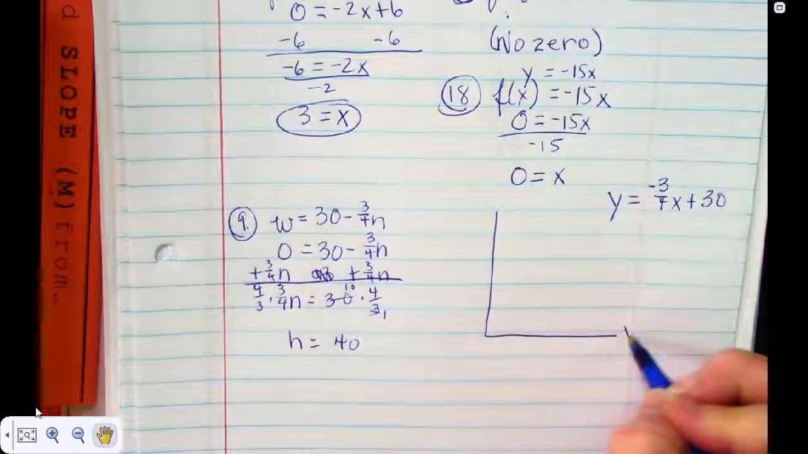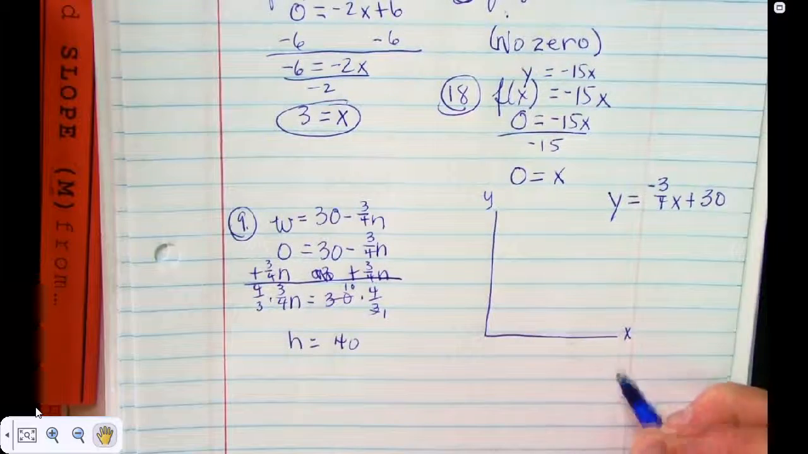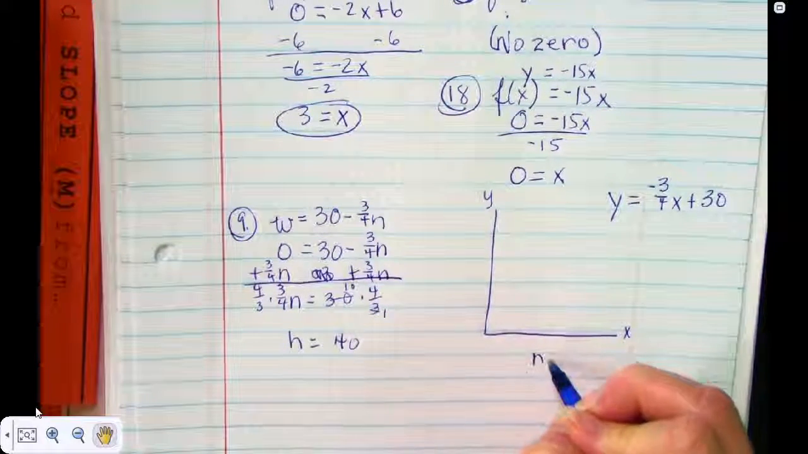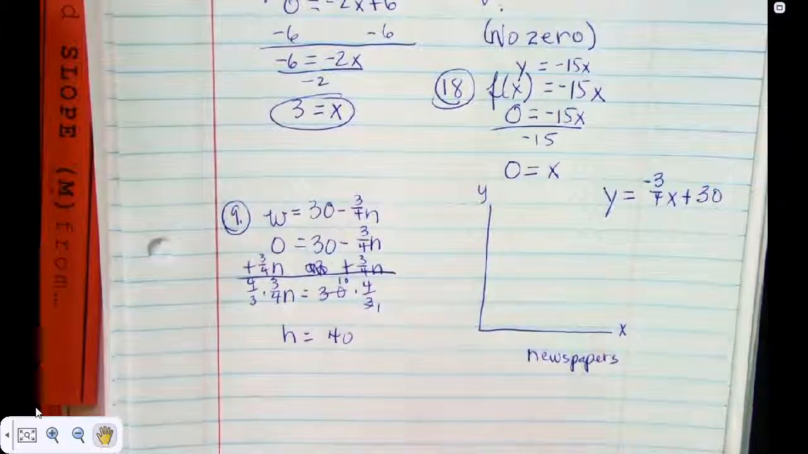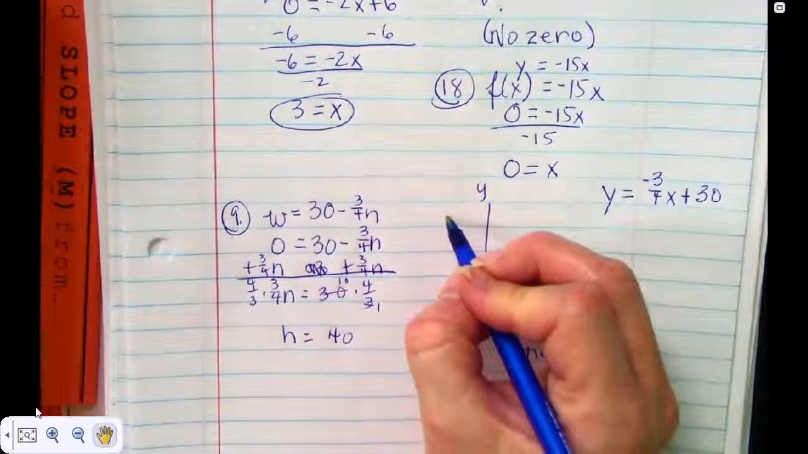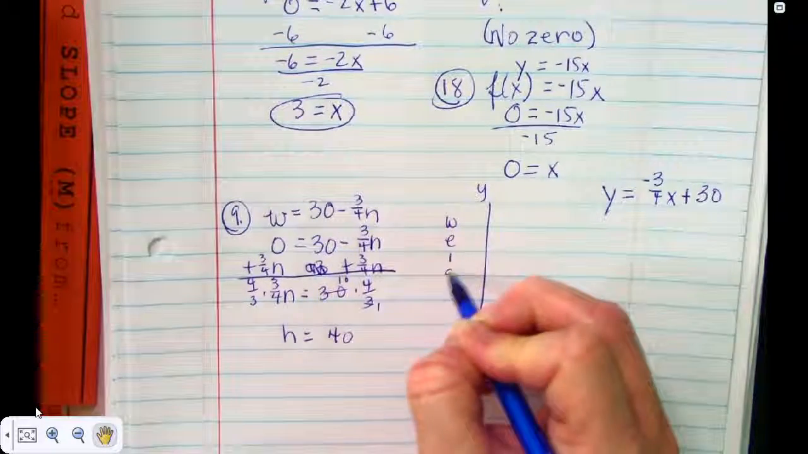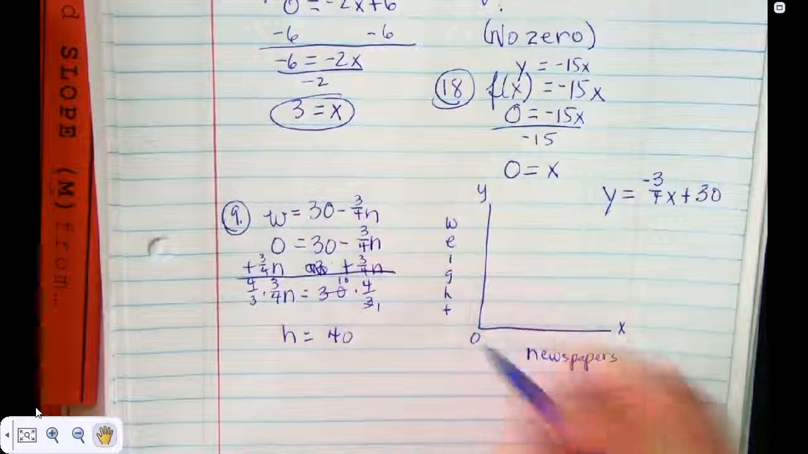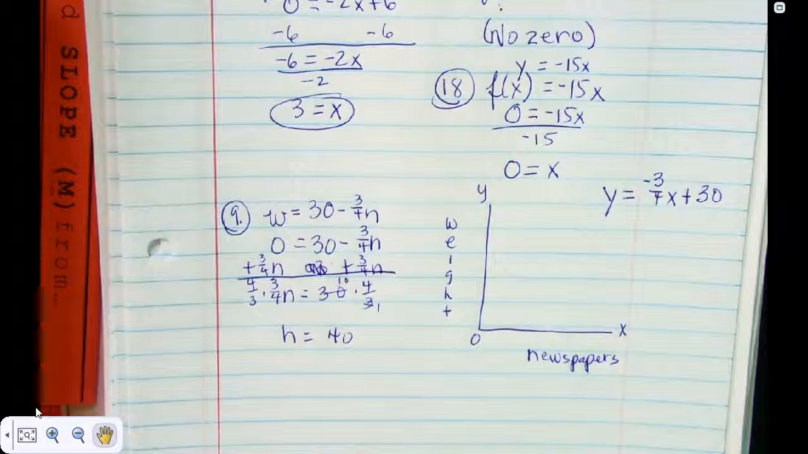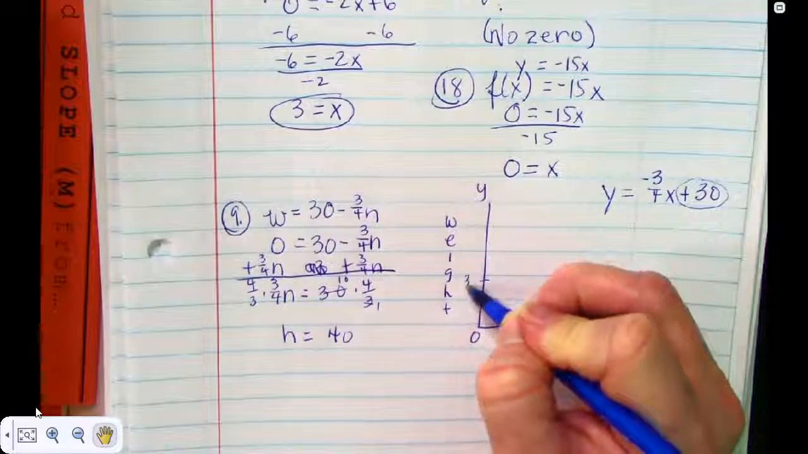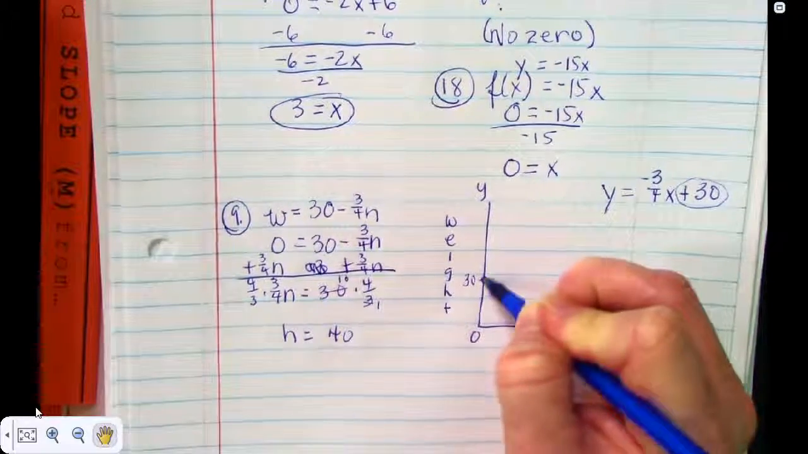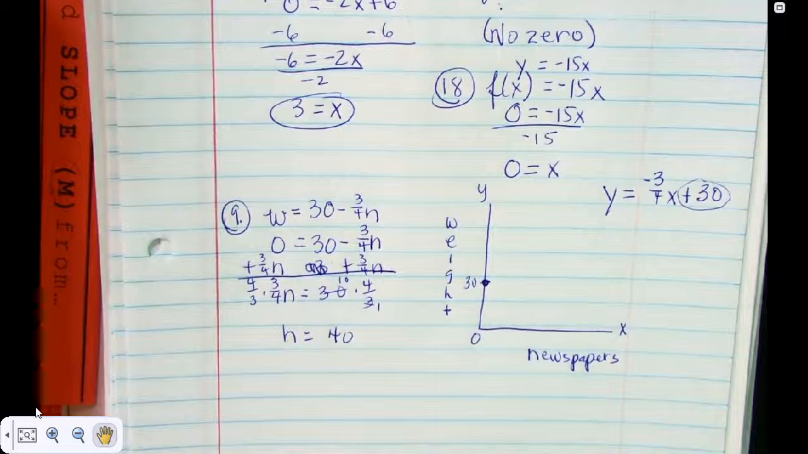What goes down here? What's on the x? Newspapers. What's on the y? Here's 0, 0. So the y-intercept is going to be what? 30. 0, 30. That's the y-intercept, 0, 30.